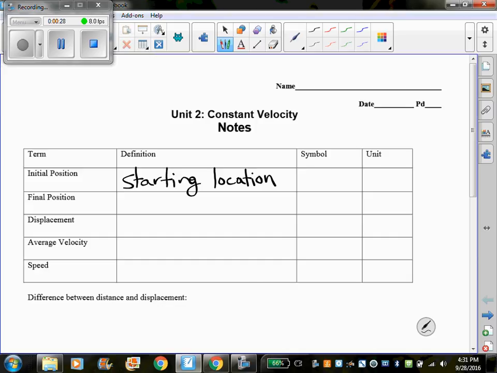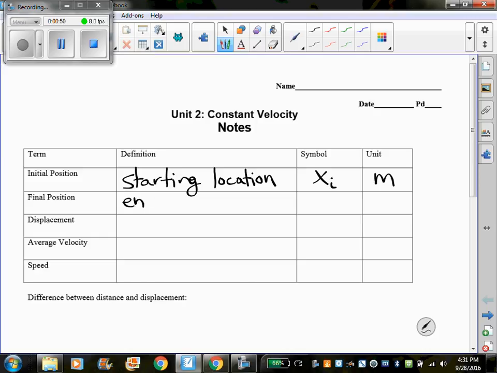Because it's a position, we're going to use the lowercase letter x as the symbol for it. But we want to be more specific. We want to tell everyone that it is the initial position. So we'll use the subscript of i. So initial position is x_i. And the unit for this is going to be in meters.